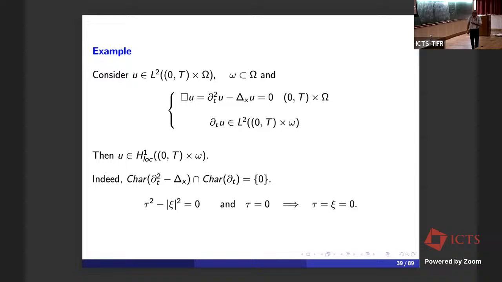You pass from L2 to H1. That's how we prove that the invisible solutions are necessarily zero.